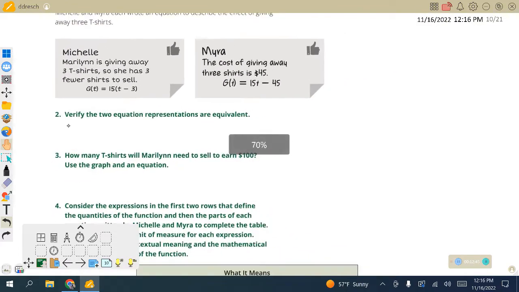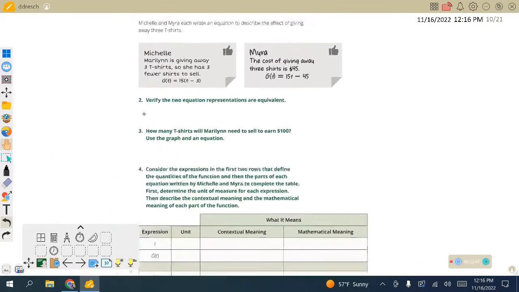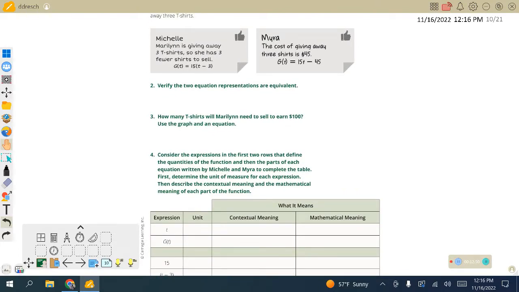All right, let me scroll this down, minimize down a bit for us to talk. Okay, so here's the thing. We can talk about things from different viewpoints, okay? On this next page, we have Michelle and Myra talking about basically the same thing, just from a different viewpoint. What we've done here is use your distributive property. Let's think back to the last couple of weeks. When I look at this 15 times parentheses t minus 3, and I compare that to 15t minus 45, they are talking about the same thing, just in a different way.